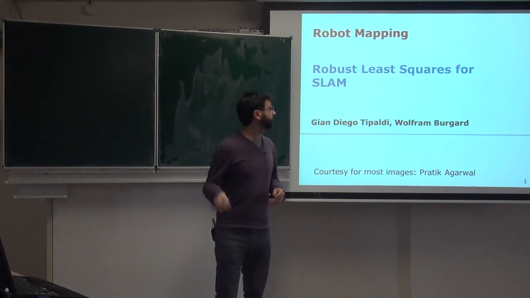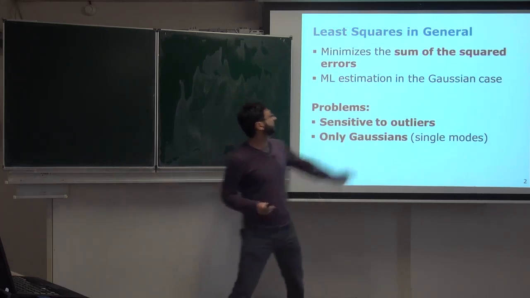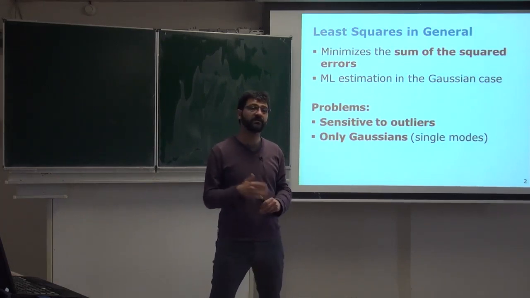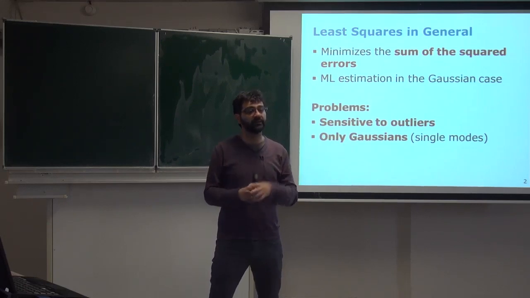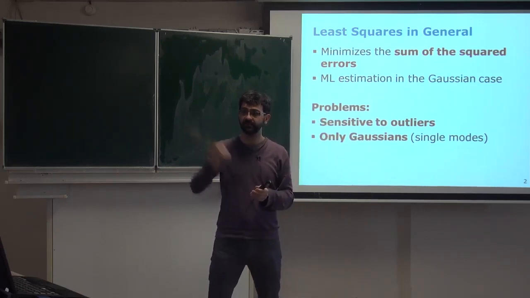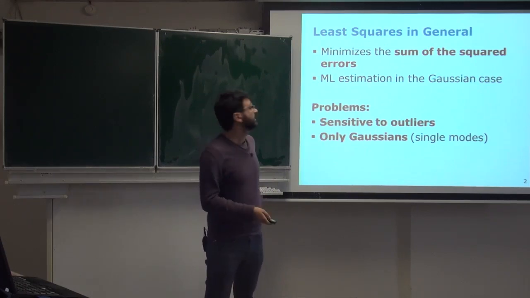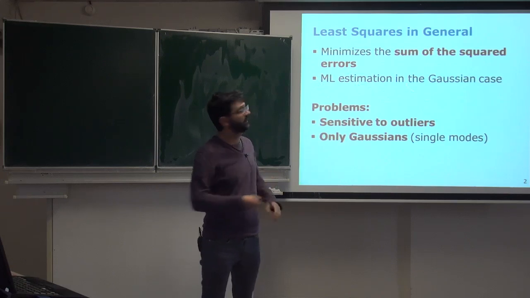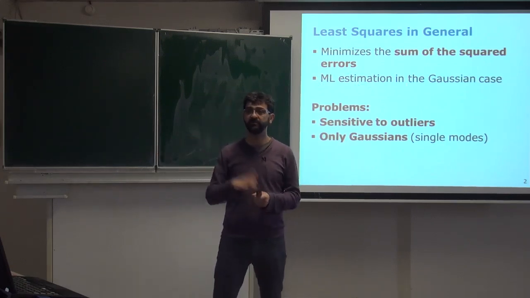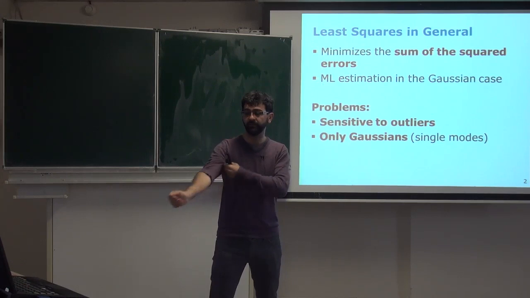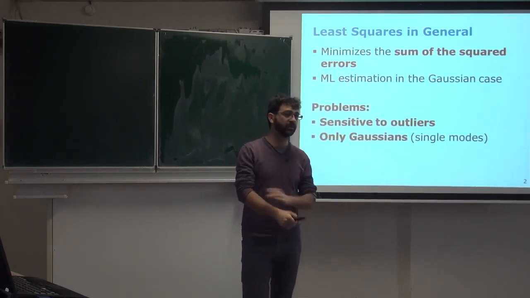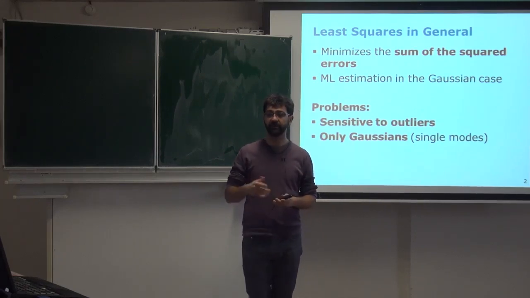So, least squares. We've seen that by least squares, we mean that we want to minimize the sum of the squared errors, where error is the discrepancy between the predicted measurement and the actual measurement. We also have seen that this is equivalent to maximum likelihood estimation in case all our measurements are Gaussian measurements, or random variables whose error is distributed according to a Gaussian random variable.